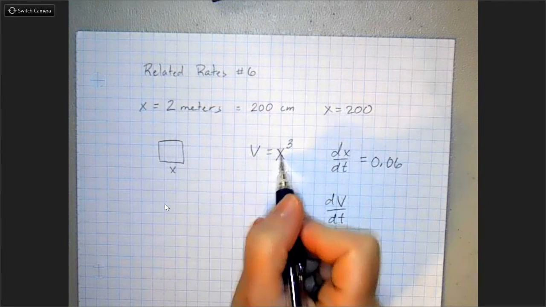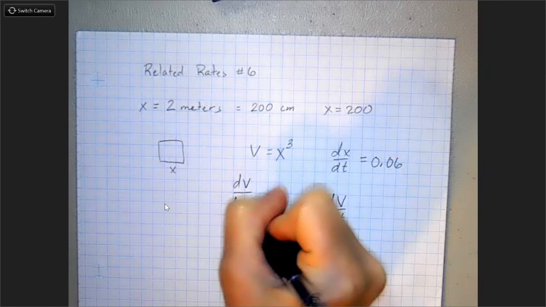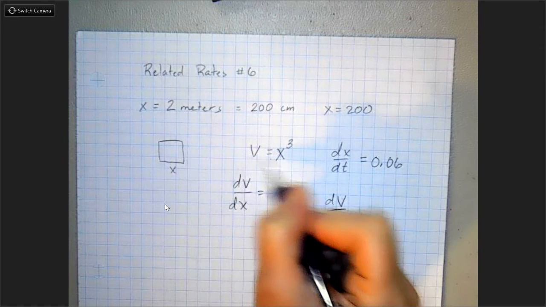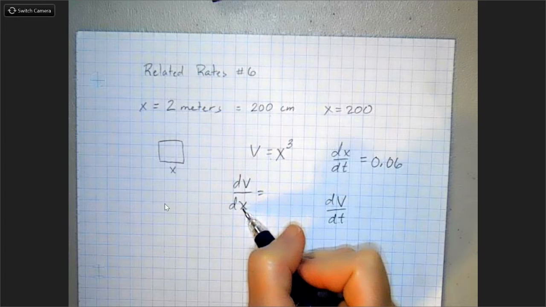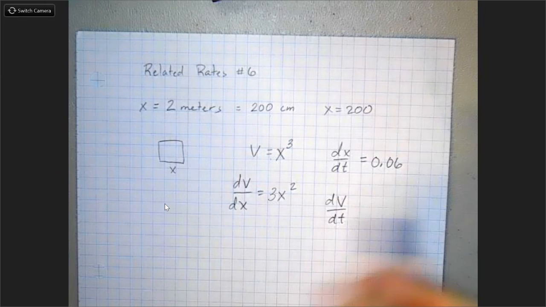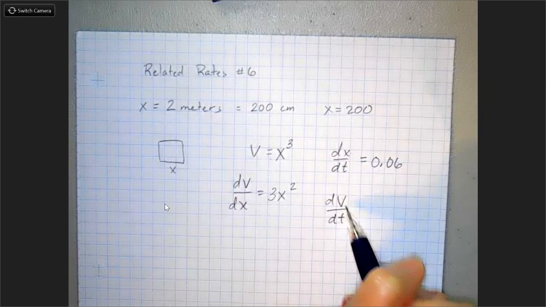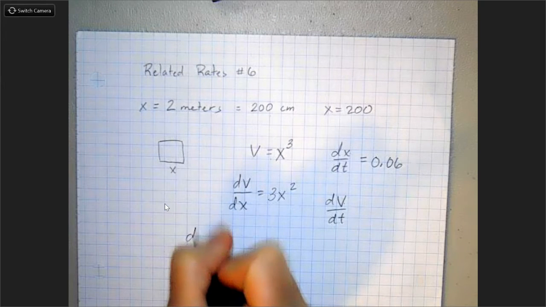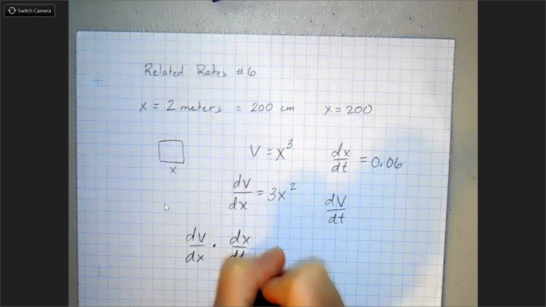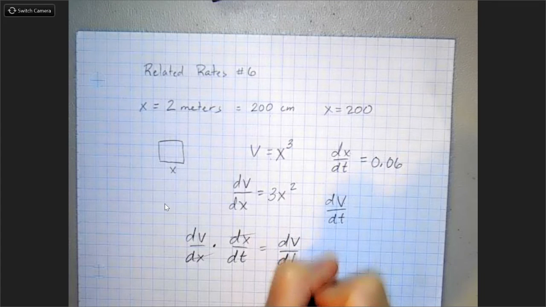Well, the obvious thing to do would be to take the derivative of volume. So dV/dx is what I would end up with. If I take the derivative of volume here, notice it's V in terms of x, so it's going to be dV over dx. So if I take the derivative, I get 3x squared. So now if I take dV/dx and I multiply it by dx/dt, I'll end up with dV/dt. So I'm going to have my dV/dx times dx/dt. Notice the dx's are going to cancel out, and I will be left with dV/dt, which is what I needed.